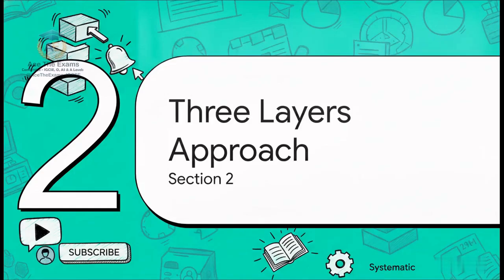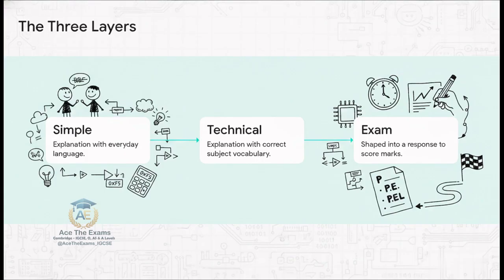Section 2, the 3 layers approach. We need a systematic way to level up your answers from basic to advanced. The blueprint for this transformation is the 3 layers approach. Step 1 is the simple explanation. This is where you explain the concept like you would to a friend using everyday language.